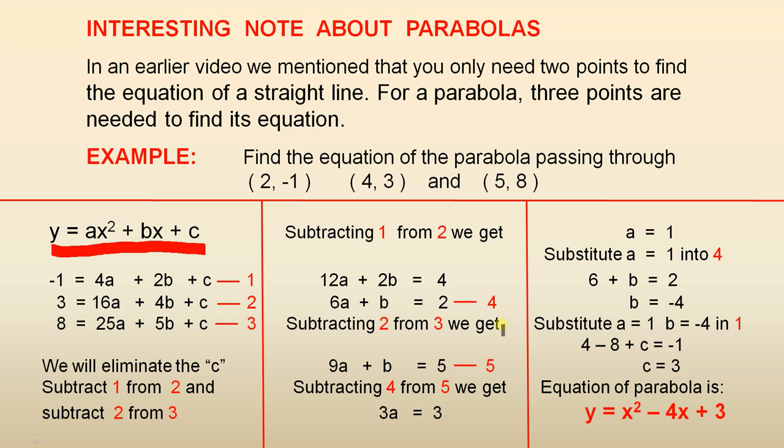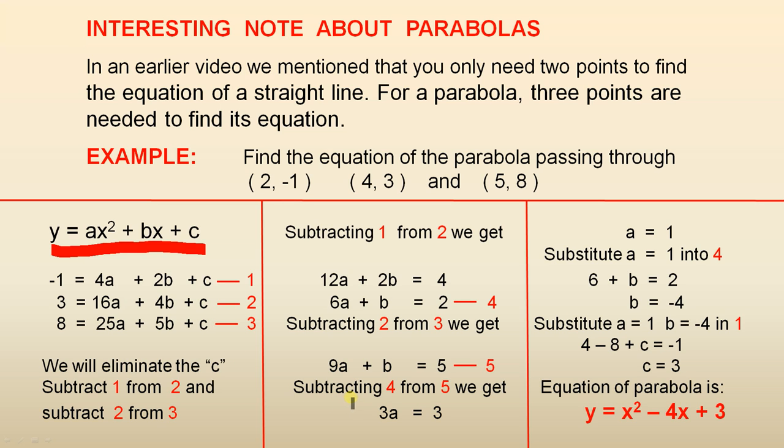Now subtracting 2 from 3, we get 25a minus 16a is 9a, 5b minus 4b is 1b, and 8 minus 3 gives us 5. I should mention that c minus c is 0. So see, we're eliminating the c's. So that's why there are no c's here, because they've been eliminated.